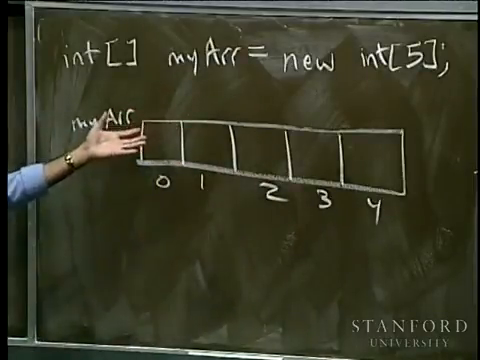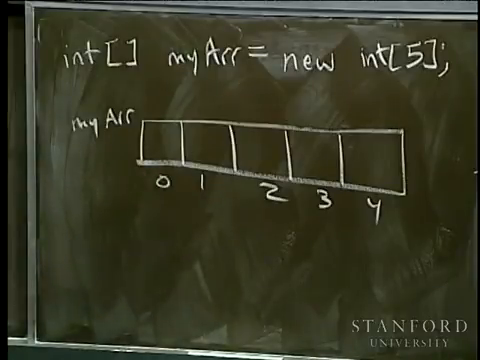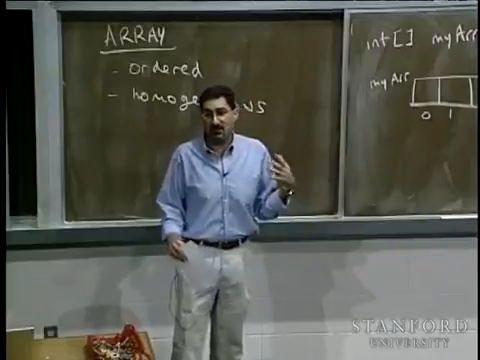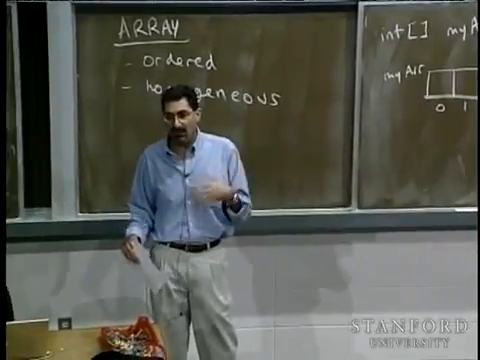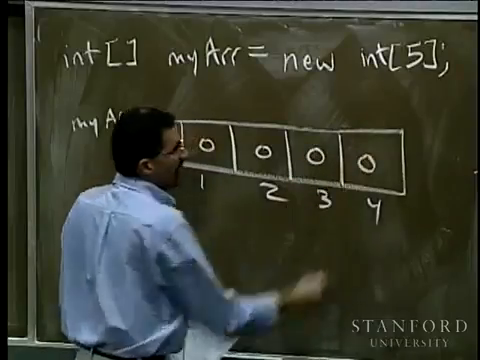And when you create a new array, the values actually in the array get initialized. They get initialized to whatever the default is for that type. What does that mean? Well, it means for things like integers, the default value is 0. For things like booleans, the default value is false. And there's a whole list of what the default values are. But we're going to just stick with integers right now. So all these things start off with the value 0 in them.